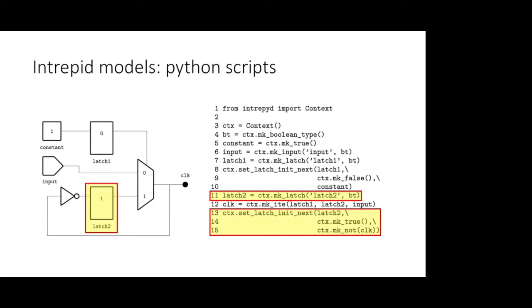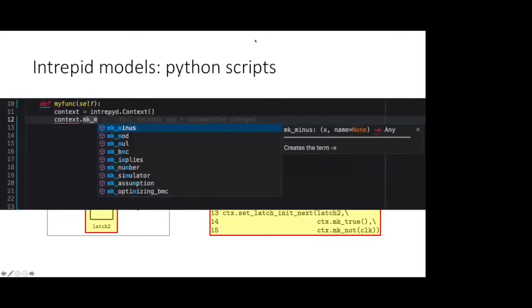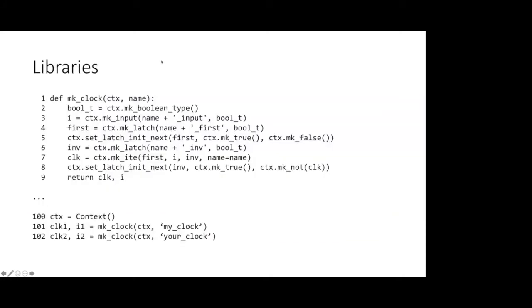And by means of using these basic blocks, you can create all kinds of models and properties that you would like to express. And if you use an advanced IDE such as Visual Studio Code, you will be provided with a set of suggestions once you create the context object, so that it will be easier for you to find what are the available APIs for the tool. And because Intrepid models are essentially Python programs, Python scripts, it is very easy to create libraries. Essentially, you can put the definition of your circuit inside a function and then call it later on.